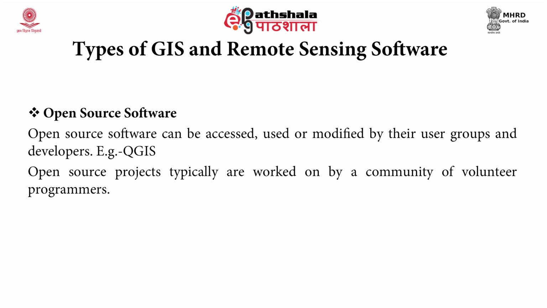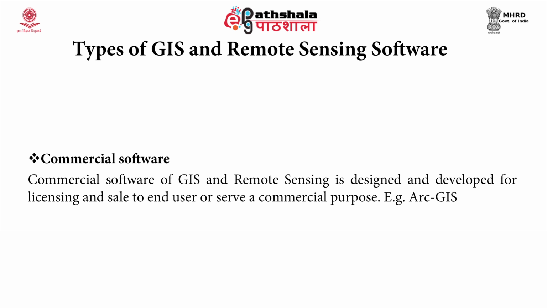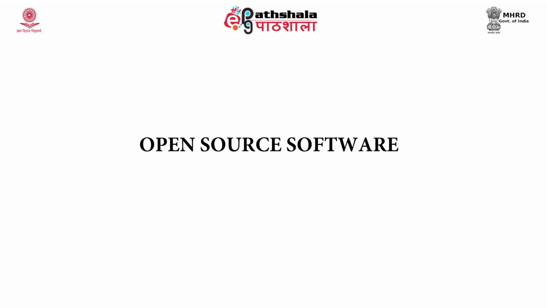These open source projects typically are worked on by a community of volunteer programmers all over the world. These software are based on different programming languages. According to these programming languages, there are three main groups of open source GIS software that include C, Java and .NET languages. The next category is commercial software, which is designed and developed for licensing and sale to end user or serve a commercial purpose. One of the main examples of this is ArcGIS software, that is the most widely used GIS software developed by ESRI USA. Now we'll discuss these open source softwares one by one in detail.